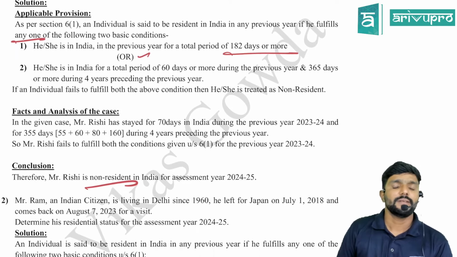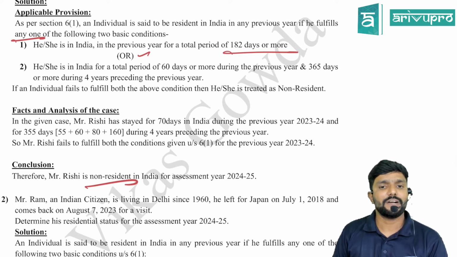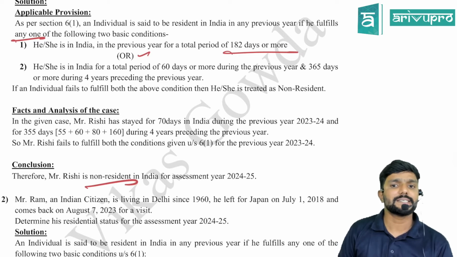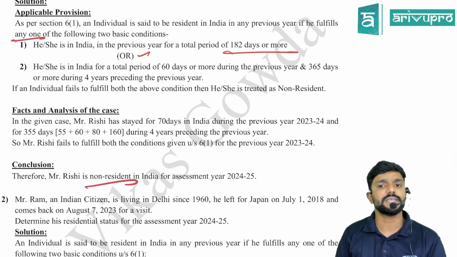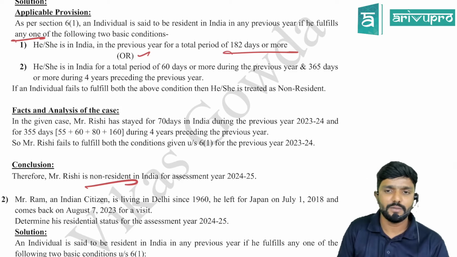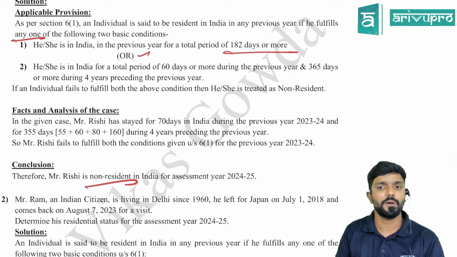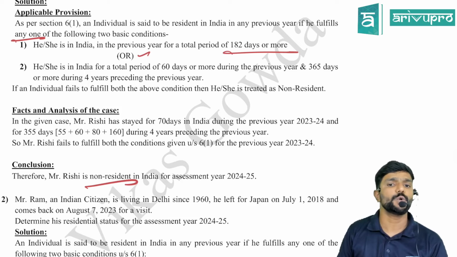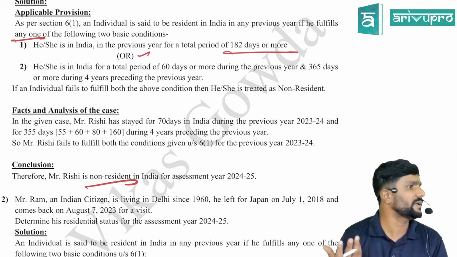Then he or she is in India for a total period of 60 days or more during the previous year, and 365 days or more during 4 years preceding the previous year. Please don't use short form, better full form. Look at the terms how I used. Some people will write 60 or more in previous year and 365 days or more in 4 years. That's not a complete sentence.